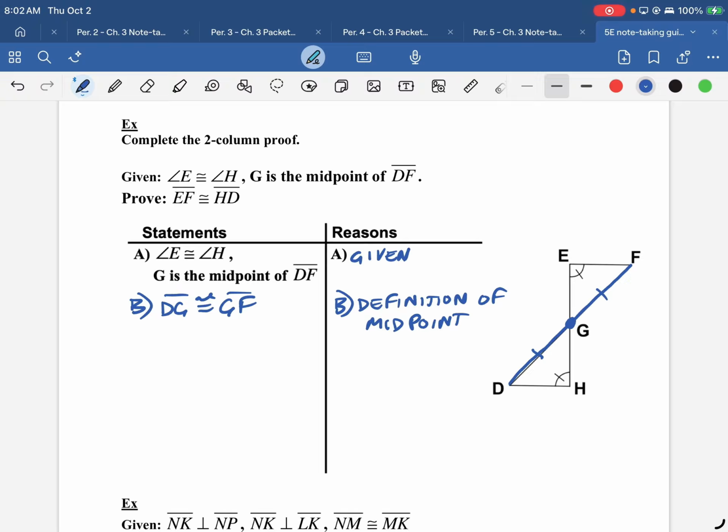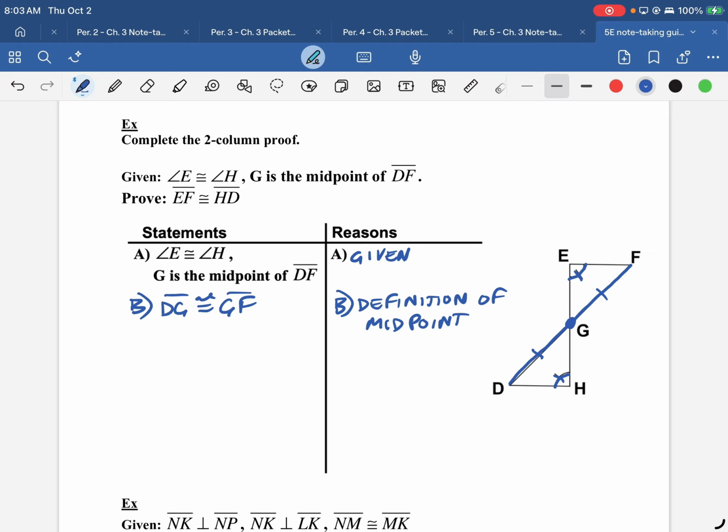Okay. Now I'm trying to show that ultimately, I didn't really read what I'm trying to do at the end. I'm trying to show that EF and HD, so that's this segment and this segment, are congruent. So what I want to have first is the triangles congruent. So I've got the set of angles that was given. I've got the one set of sides that I used the midpoint to get. That's still not enough. I need something else.